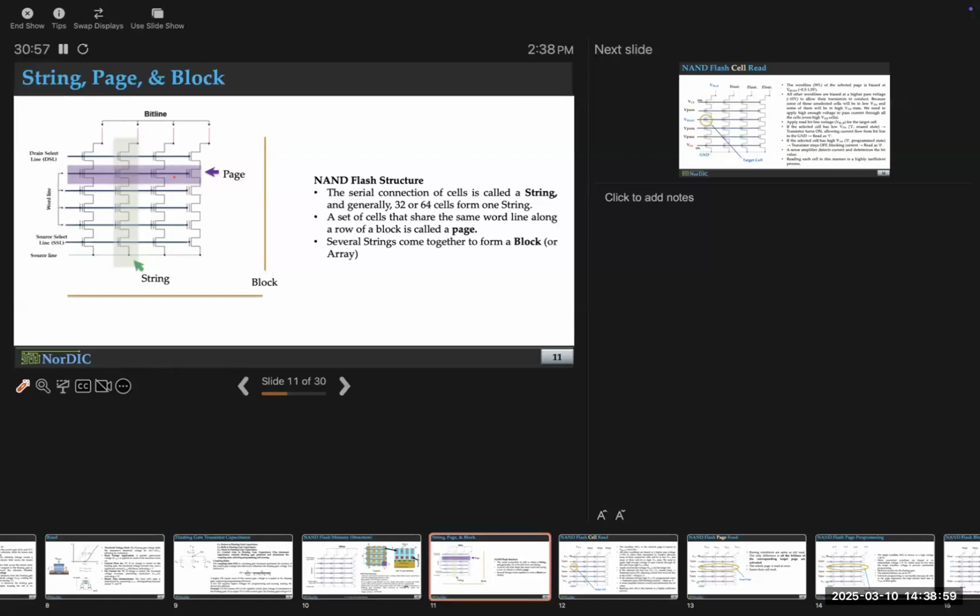But NOR requires an unreasonable amount of area. Because of this parallel connection, just imagine it's a very complicated connection, right? Everybody has to be connected with everybody else in parallel. So you need a lot of contacts, and that creates area overhead. So NOR memory is not area efficient. So the storage density of NOR is much lower than NAND.